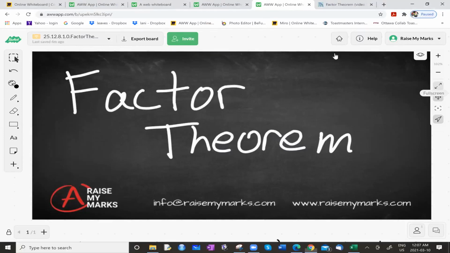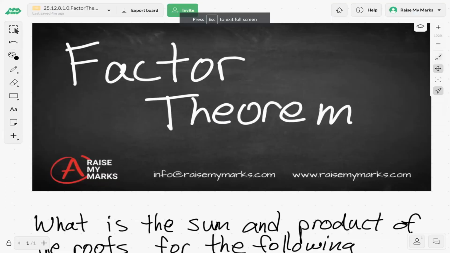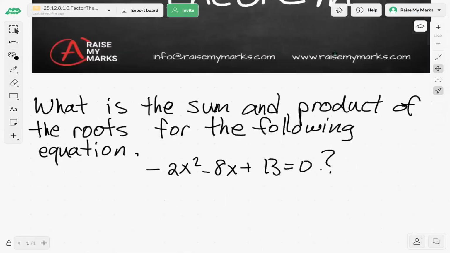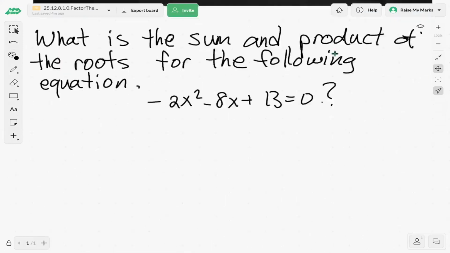So today we're looking at the factor theorem. Let's have a look at our first exercise. We're asked, what is the sum and product of the roots for the following equation? Our equation is negative 2x squared minus 8x plus 13 equals 0. So we're asked to find the sum and the product of the roots.